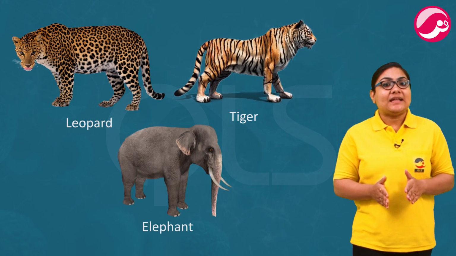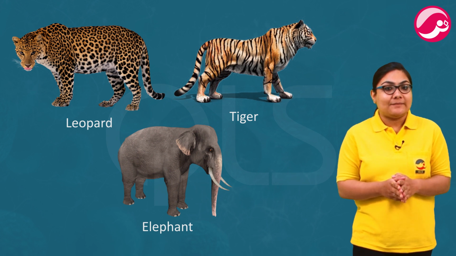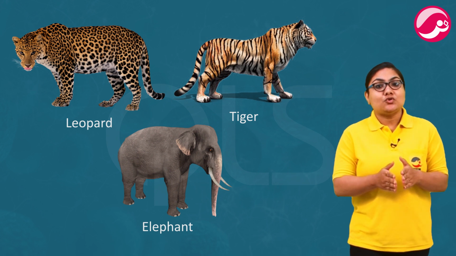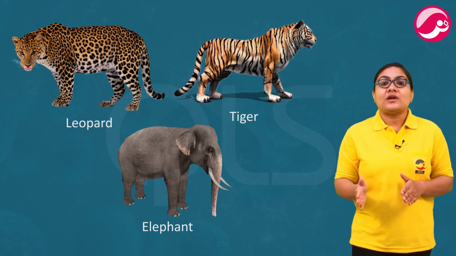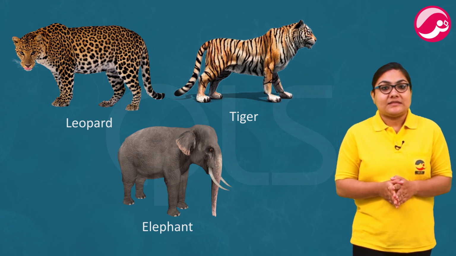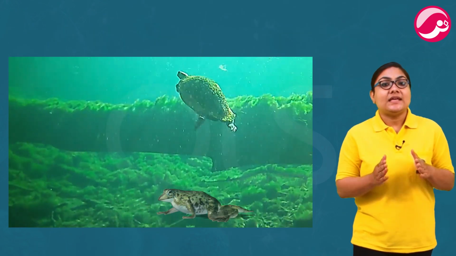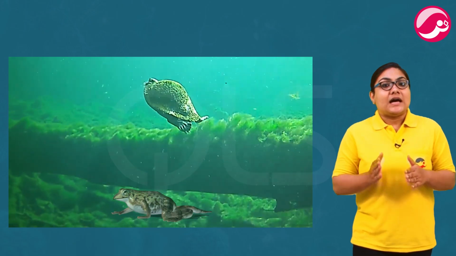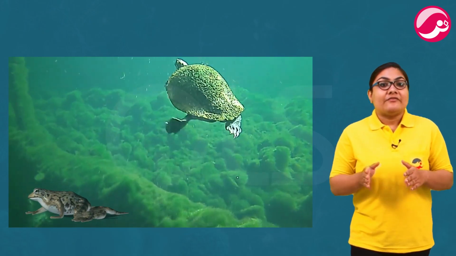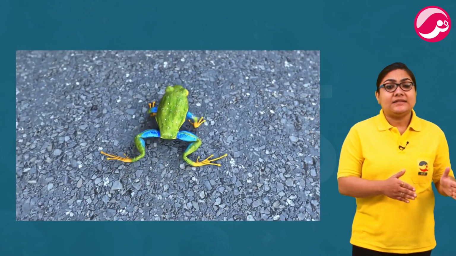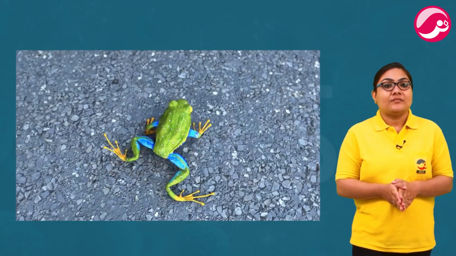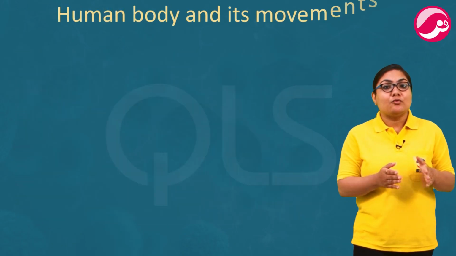Terrestrial animals like leopard, tiger, elephant and many others have two pairs of limbs. Most animals use all four limbs to walk, run and for other movements. Now, aquatic animals like turtles use their limbs to swim. Others like frog use their webbed feet to swim in water, while they use their long hind legs to hop on the land. Human body and its movement.